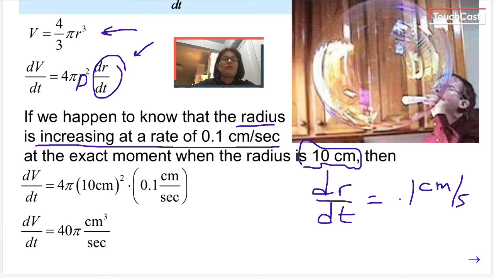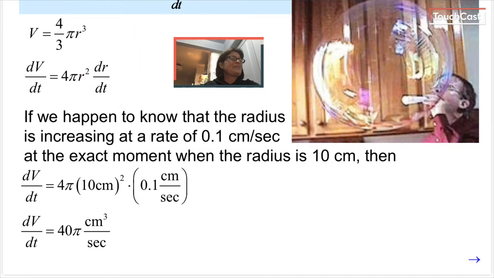When I do that, I have the 4 times pi, the 10 centimeters gets squared, times 0.1, and if I do like what you do in physics and multiply and divide all those units out, I'm going to end up with 40 times pi cubic centimeters per second. So what does that mean? It's not especially interesting to us, but it tells me that at the exact moment when the soap bubble has a radius of 10 centimeters, the amount of air going in is about 40 pi cubic centimeters per second.